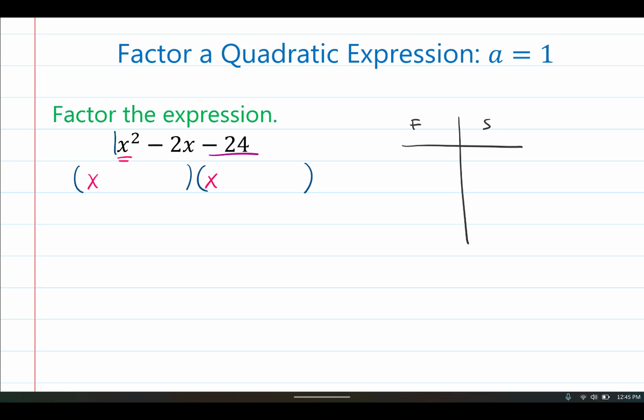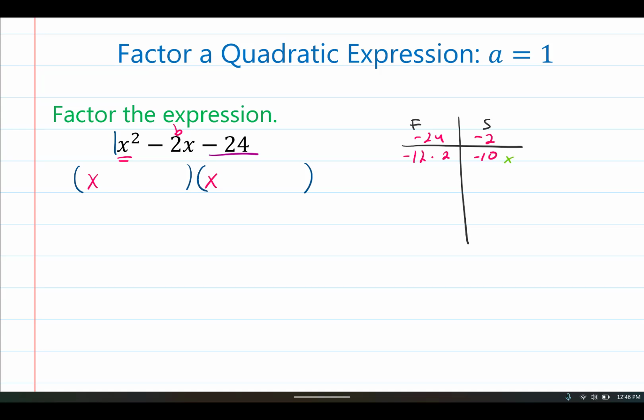So I'm trying to find factors of negative 24, and I want the sum of those factors to be the b term, which is negative 2. So let's find a few pairs of factors of negative 24, and let's see if their sum is equal to negative 2. Let's start with, how about negative 12 times 2? Well, the sum of negative 12 and 2, meaning negative 12 plus 2, is equal to negative 10. So that doesn't work.